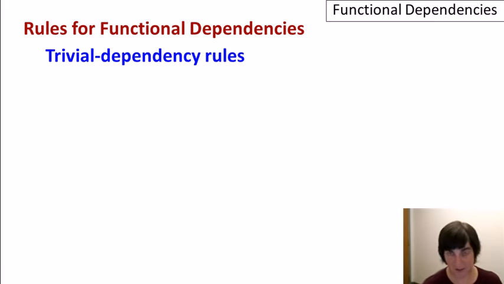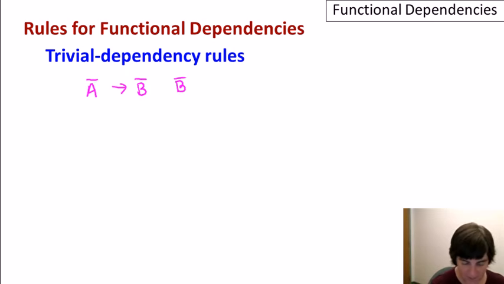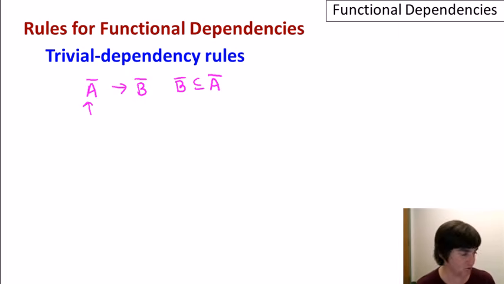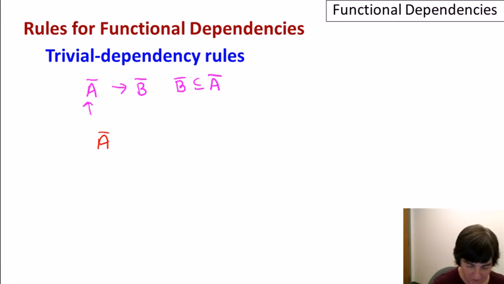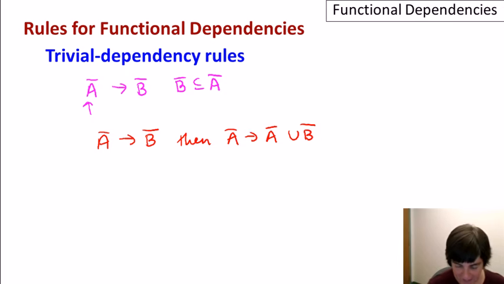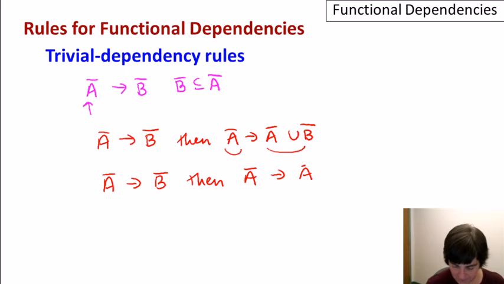Next, we have two trivial dependency rules. Let me remind you what a trivial dependency is. It's A determines B, where B is a subset of A. In other words, every left-hand side determines itself or any subset of itself. And that's what drives the two trivial dependency rules. One of them says that if we have A determines B, then we also have A determines A union B. So we can add to the right-hand side of every dependency what's already on the left-hand side. As a converse, we can also say that if A determines B, then A determines A intersect B.